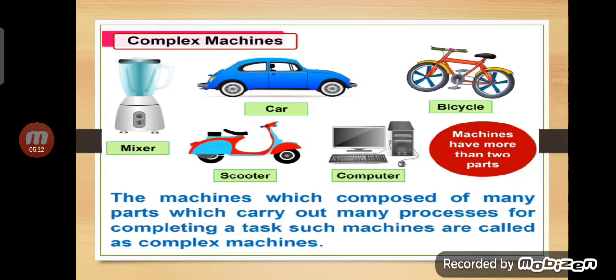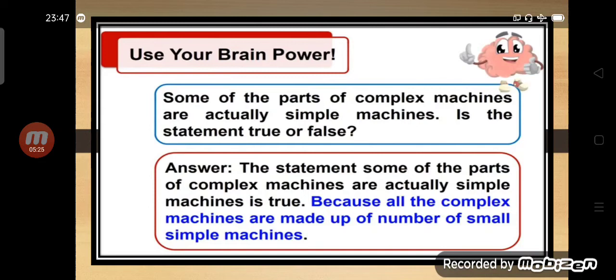Now, children, use your brain power. Question. Children, some of the parts of complex machines are actually simple machines. Is the statement true or false? Answer. Yes, children. The statement that some of the parts of complex machines are actually simple machines is true because complex machines are made up of a number of small simple machines, right?